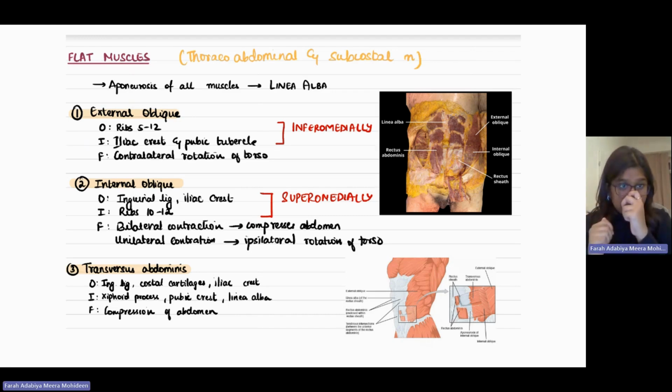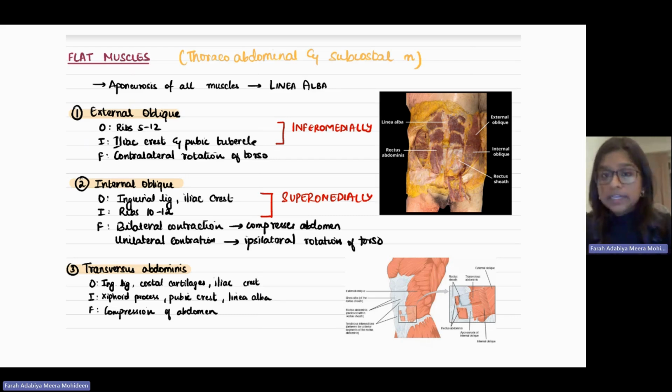Inferomedially. Then you have your internal oblique, which goes from the inguinal ligament and iliac crest to the ribs, right? So from down to up, so superomedially. So external oblique is hands in pocket, and the second one is opposite to that. And then you have your transversus abdominis, which has a transverse direction of fibers. It also originates in the inguinal ligament, costal cartilages, and iliac crest, and it inserts into the xiphoid process, pubic crest, and the linea alba. And the direction of fibers is transverse.